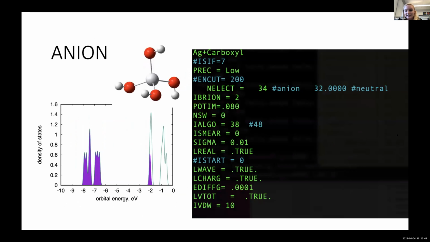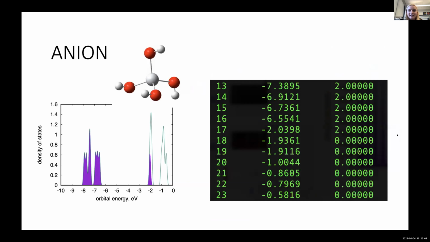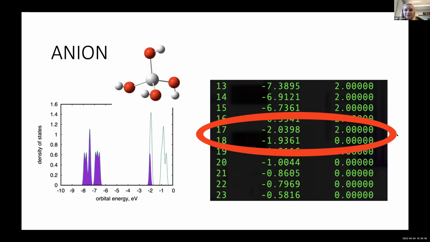Then for anions, it's the same thing, except here you'll add electrons. So here's the titanium complex with 34 electrons, and you can see some of the electron densities now in the conduction band of the density of states. And here are the states for that one. You can see 18 is now the lowest unoccupied state.